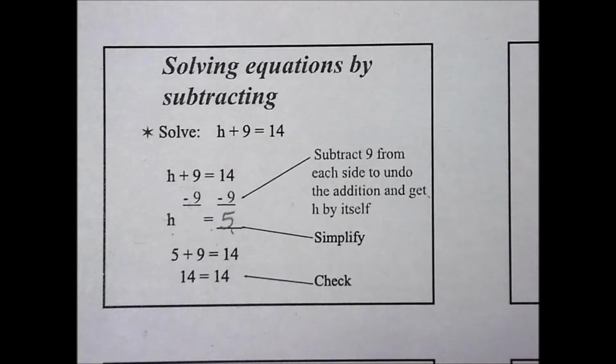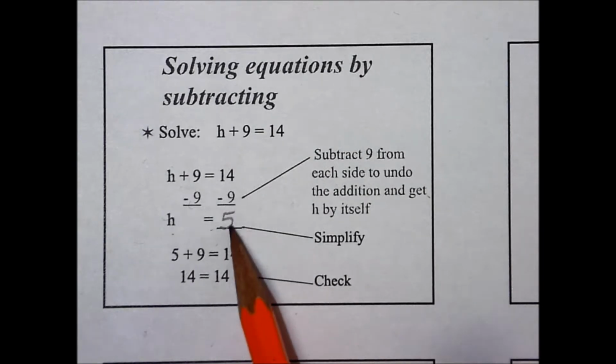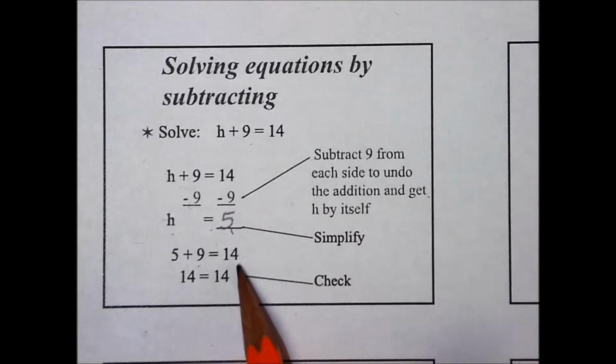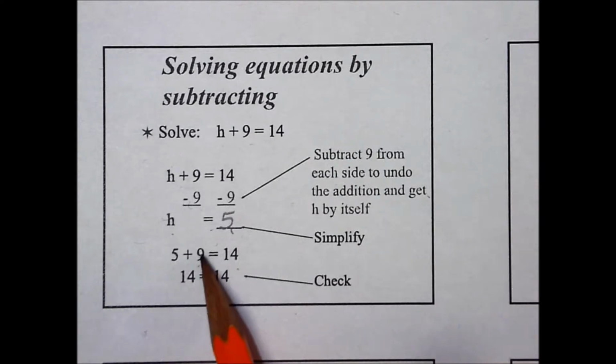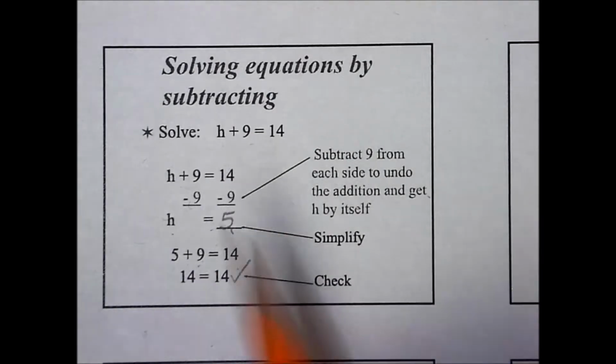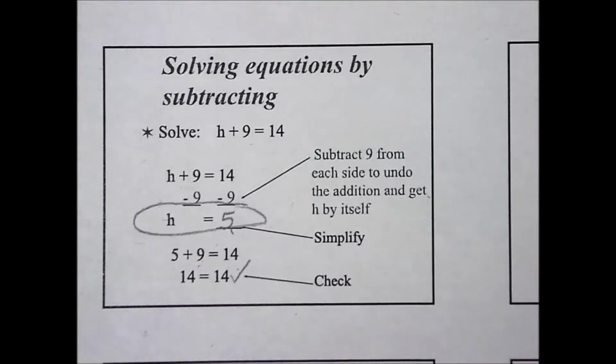And remember, the cool thing about equations is we can always check our answer and see if we did it correctly. So I'll take this 5 and plug it back into the original problem of h plus 9. So 5 is h. So 5 plus 9, and that needs to equal 14. So then I add 9 plus 5. I see that I get 14. It checks, and I know that I got my answer correct.